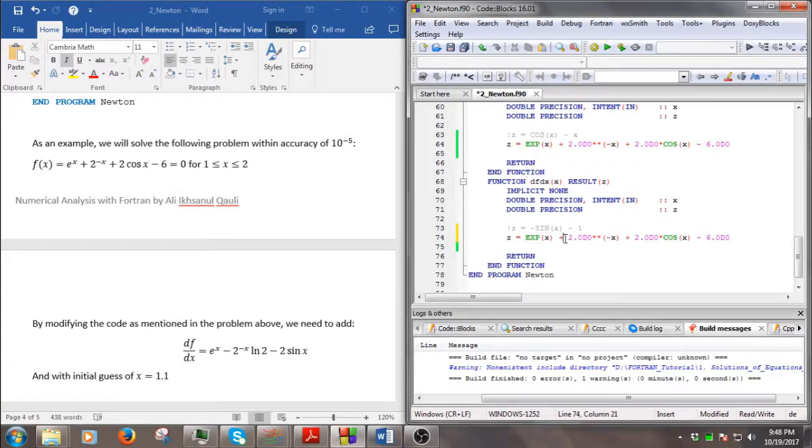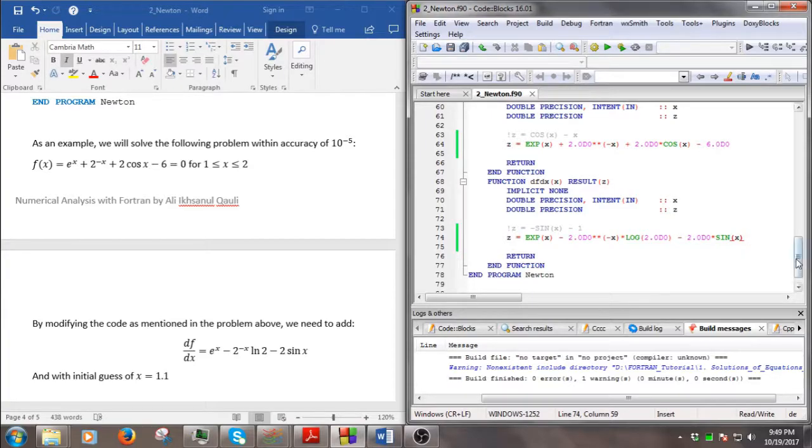The derivative is quite similar, but we have this difference: 2 to the power of minus x multiplied by the logarithm of 2 here. Remember, the number inside the bracket must be real or complex, so we can't put just 2 like this, because Fortran will read this as an integer. So we need to put 2.0d0 because it is a double precision variable. Minus 2 multiplied by sine x, and this is 0, and that's it.